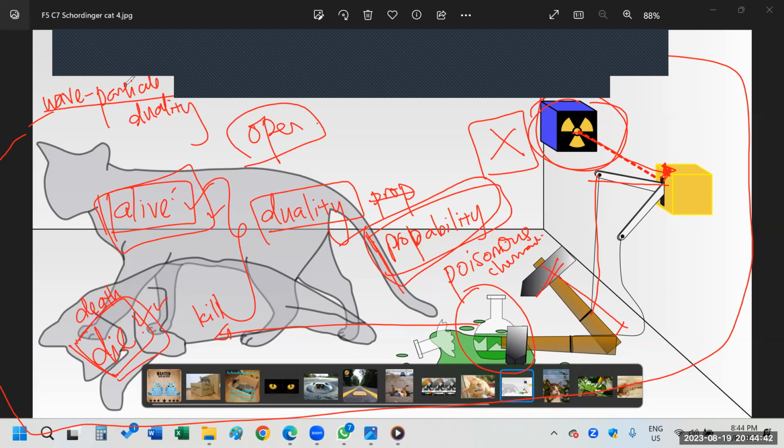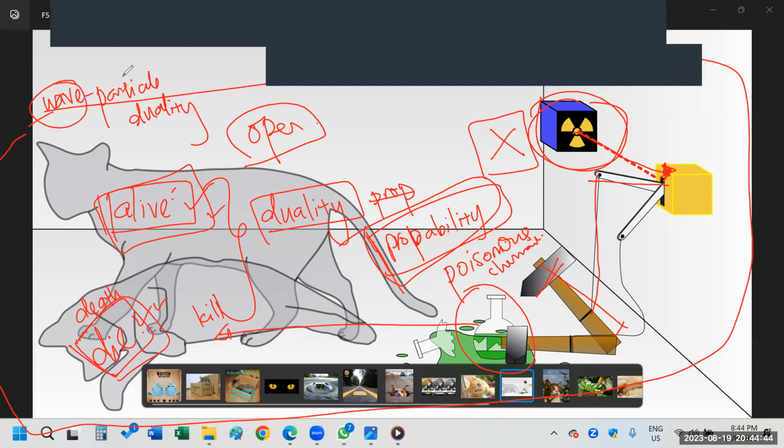How do you know when it is a wave, or how do you know when it is particles? When you open the box, then you know. Open the box means what? If you do an experiment for wave, you will find out, oh, it's a wave. But if you do an experiment to discover it is particles, yes, it is particles.